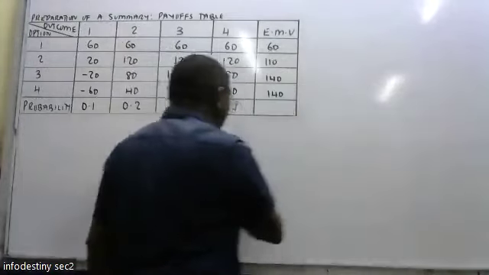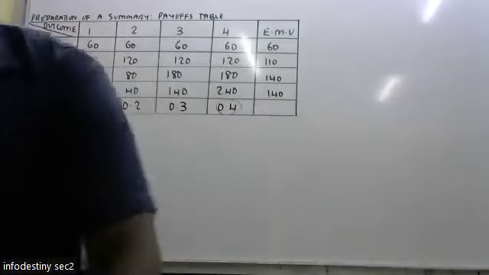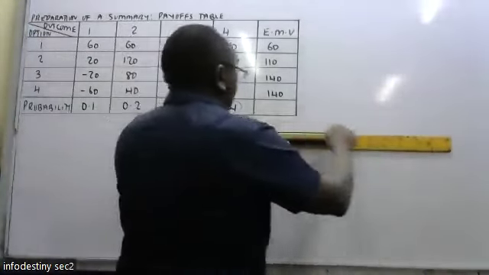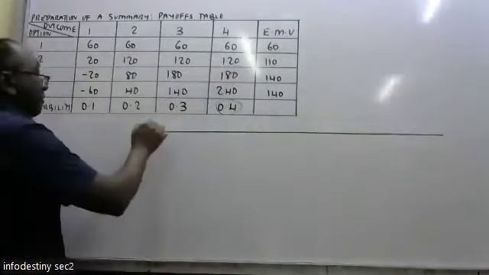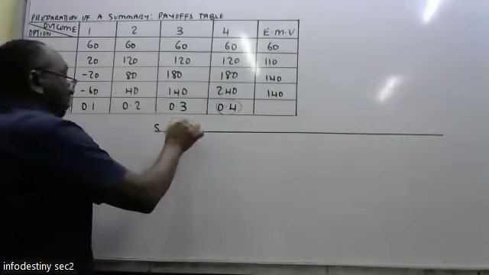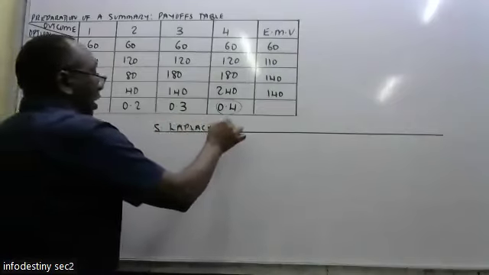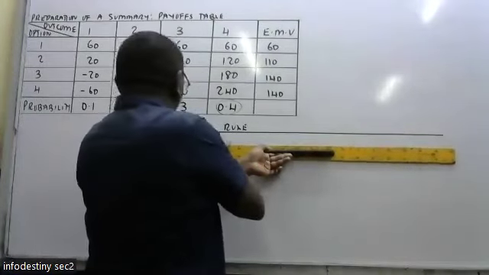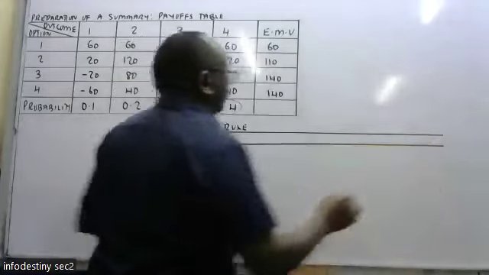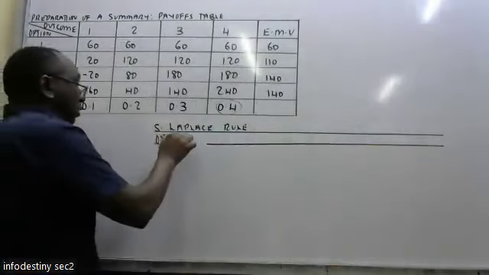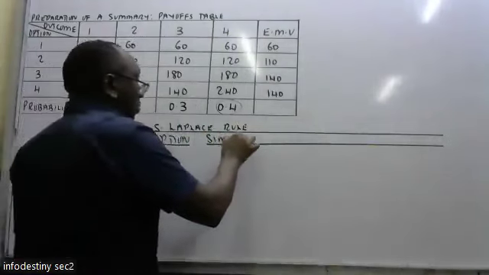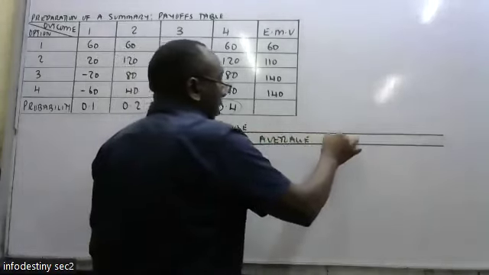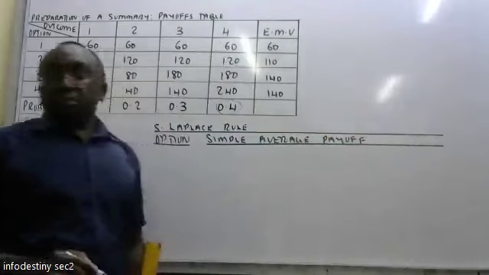Okay, let's go to the next rule. The next rule should be number what? 5, right? It was number 4 before. So number 5 is called the Laplace rule. In this Laplace rule, we have the option here, and we have the simple average payoff.